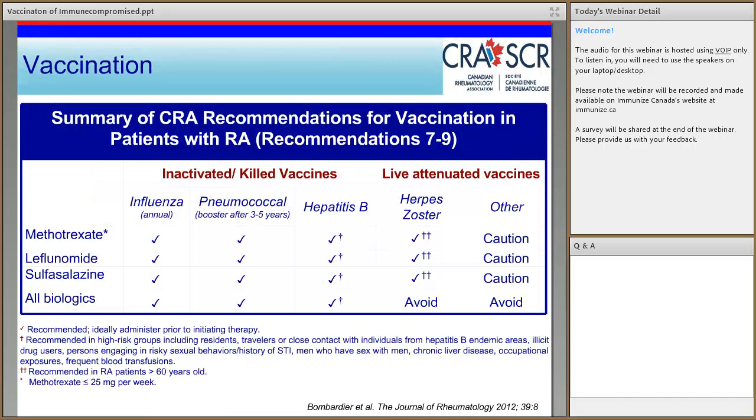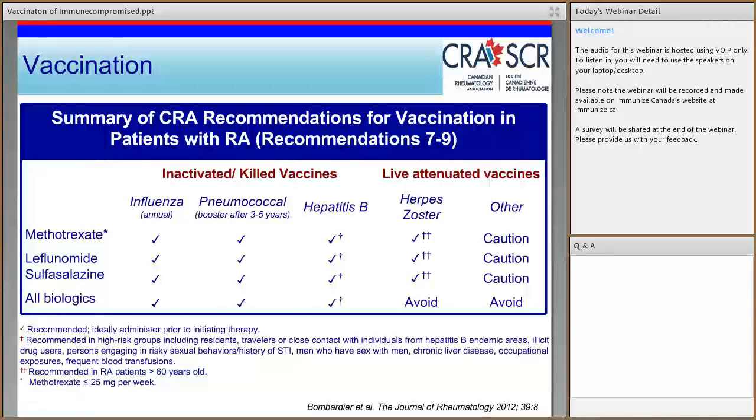The Canadian Rheumatology Association does have some recommendations for vaccination in patients with inflammatory conditions. And as you can see, what they recommend are influenza vaccines, pneumococcal vaccines, and hepatitis B vaccines. The inactivated vaccines should be given to everyone, whether they're receiving any of the immune suppressive therapies such as methotrexate, leflunomide, sulfasalazine, or any biologic therapies. Herpes zoster vaccine can be given to persons on methotrexate, leflunomide, etc., but the CRA does recommend to avoid herpes zoster vaccine in those receiving biologics.